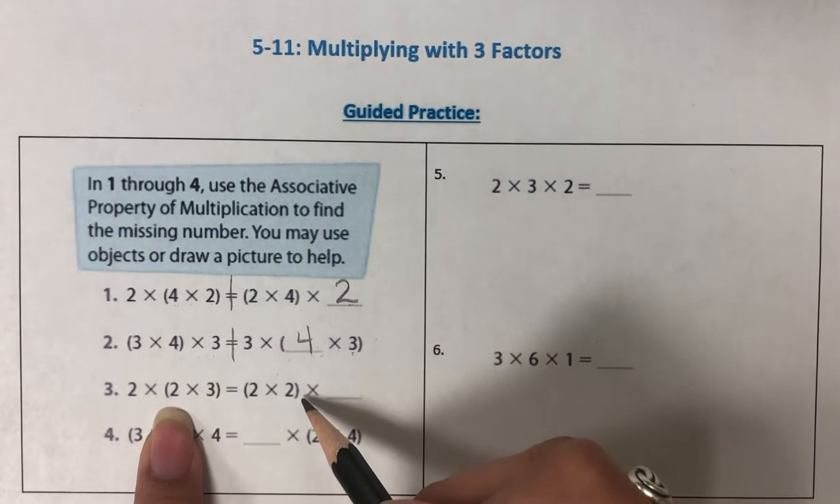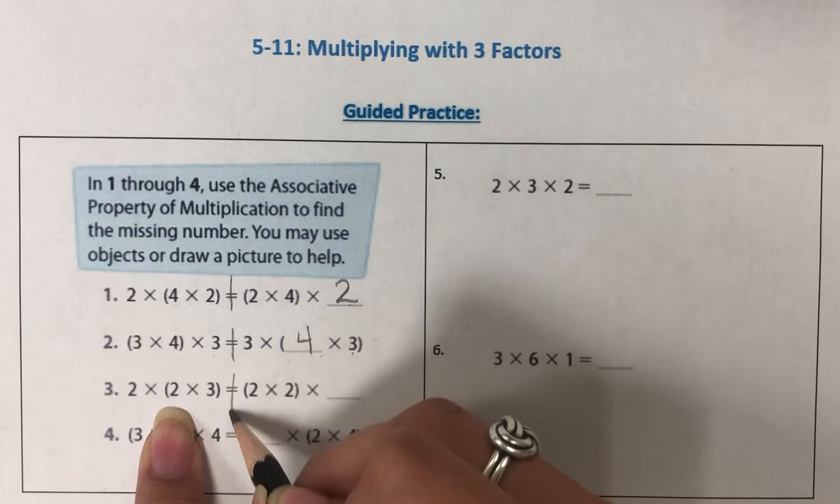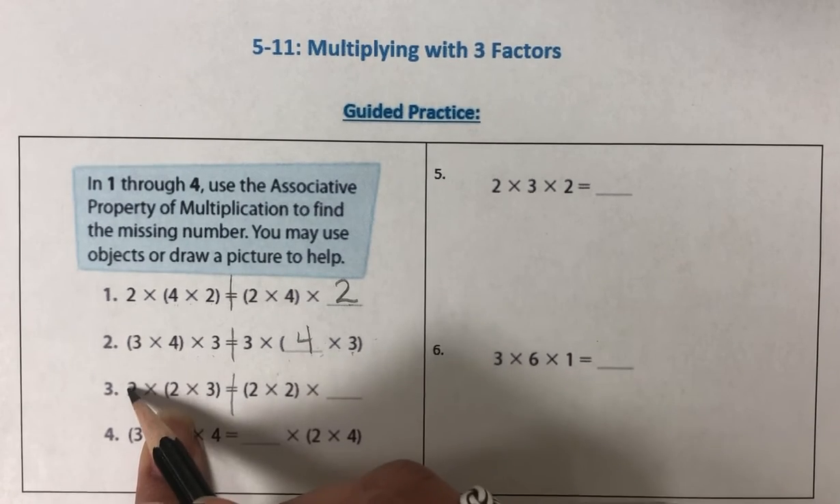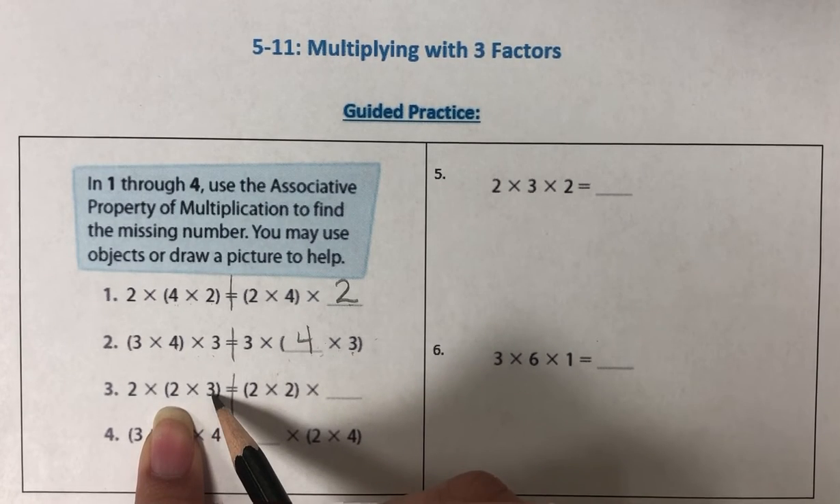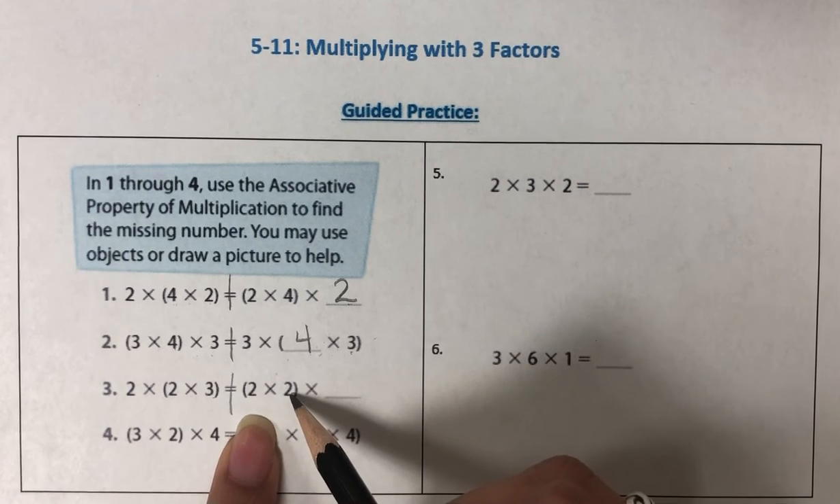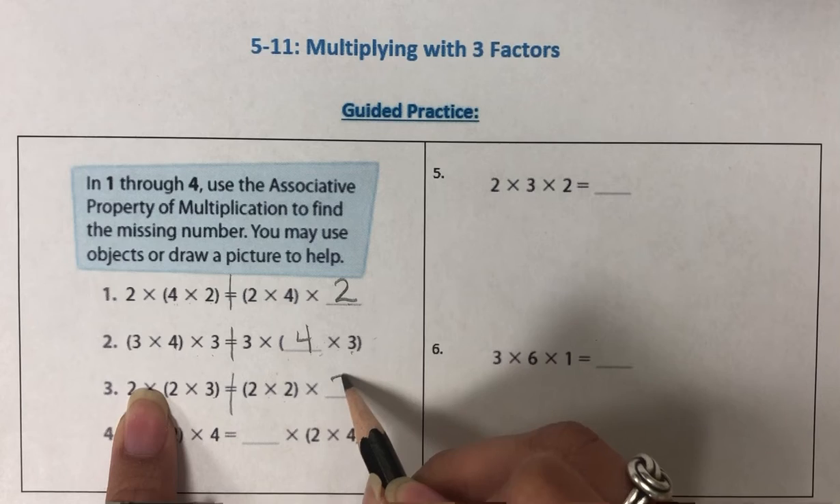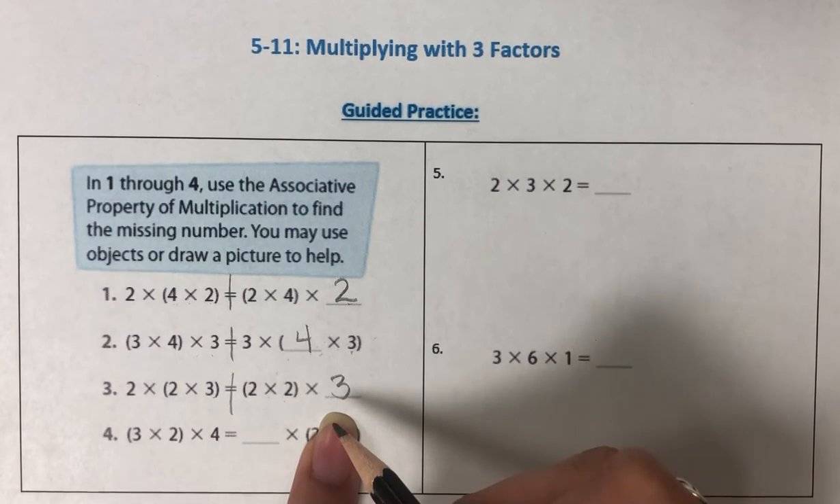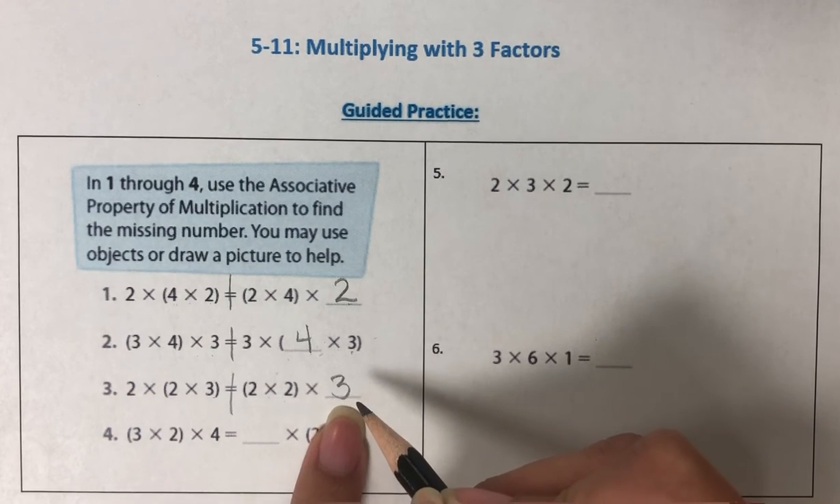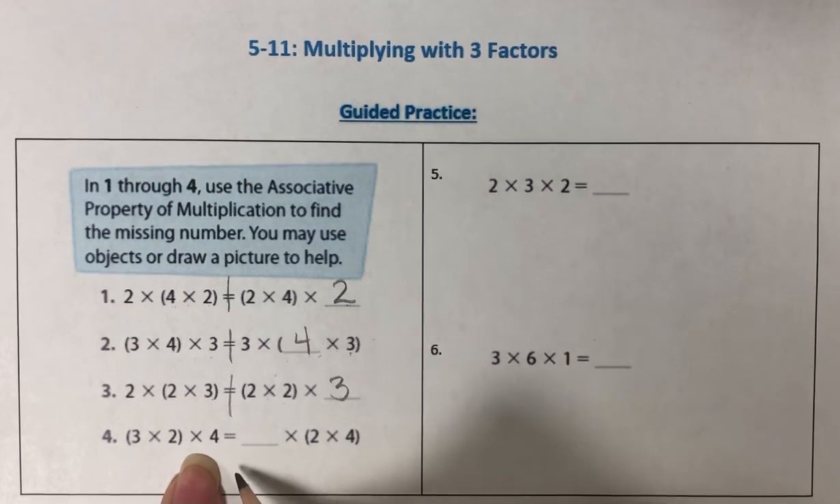Okay, let's take a look at this next one here. I'm going to draw my line. I have my 2 times 3 in parentheses. And on this side grouped together, I have the 2 with the other 2. I am missing my 3. The 3 is what's missing. Factor 3. The next one, look and see what's missing.